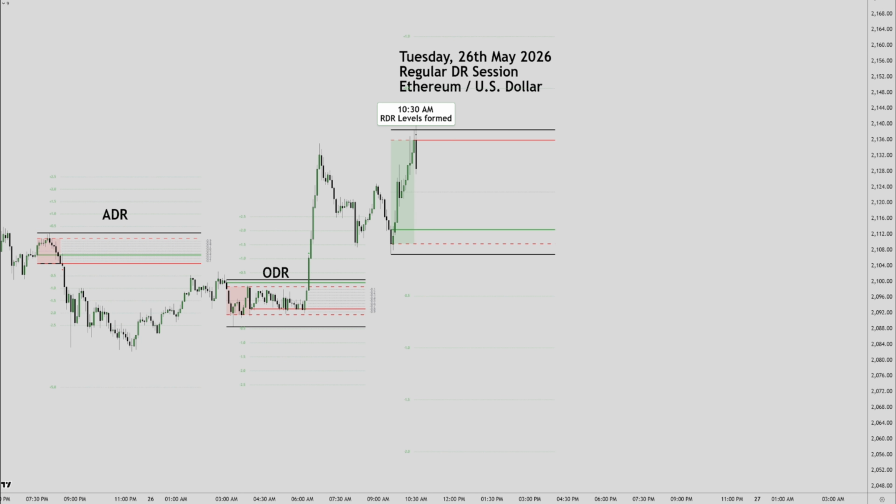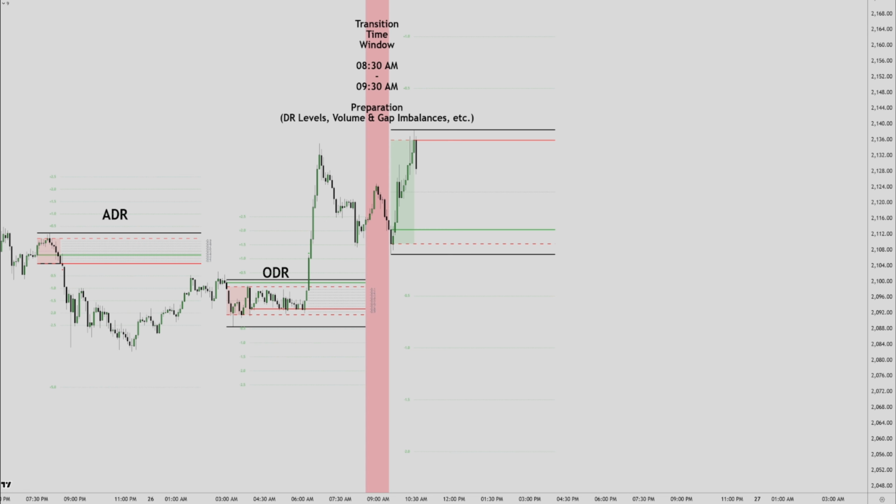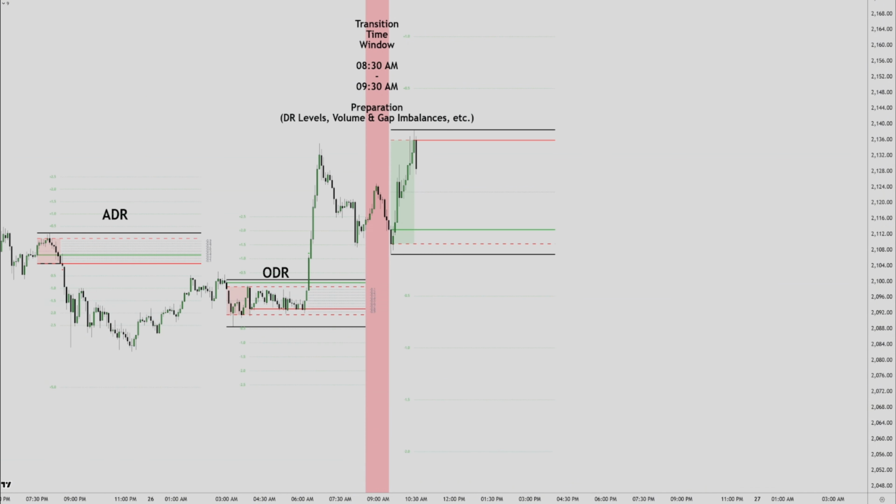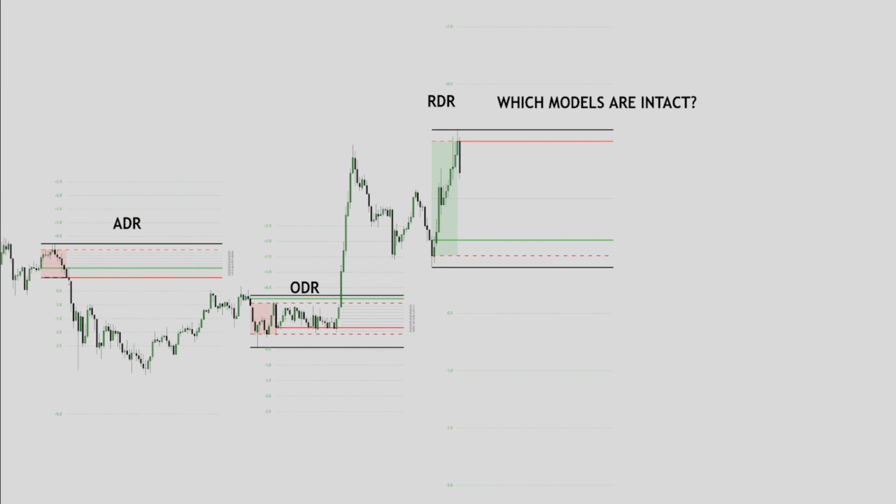In front of us: last Tuesday on Ethereum versus the US dollar. The regular defining range has just completed its first hour, 10:30 a.m. Levels are locked in. You already know the preparation routine. 1 hour transition window before the session. Previous DR levels from the last 3 weeks highlighted. We will come back to those. Let's read the models. What do you see?